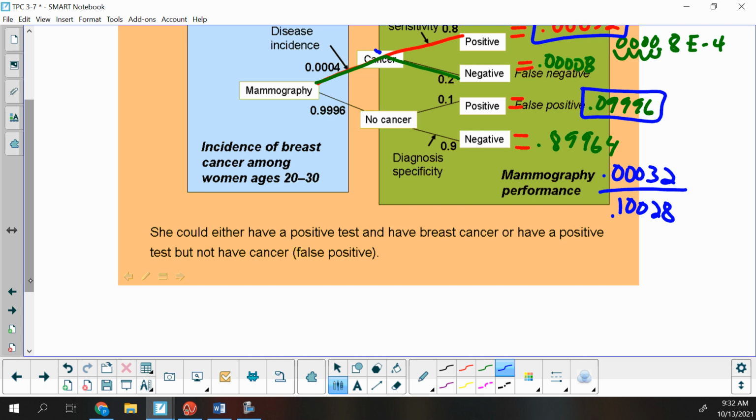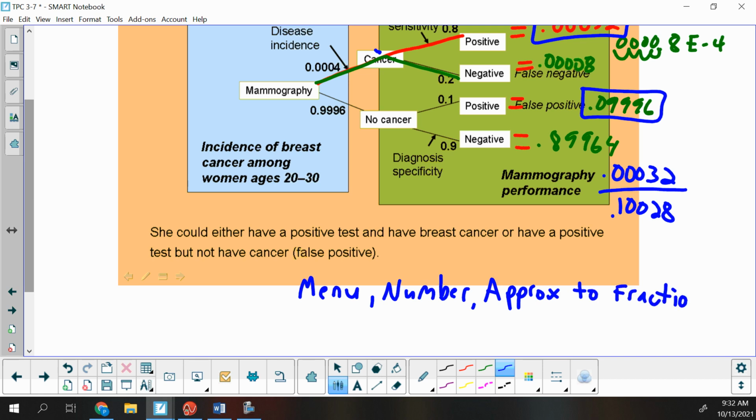But this question did not say anything about rounding. So we would want to switch that back to a fraction. To switch a decimal back to a fraction, we want to hit Menu, Number, and then Approximate to Fraction. It'll have a weird looking command, but if you hit Enter, it'll switch it back to a fraction for you. And we should get 82507.